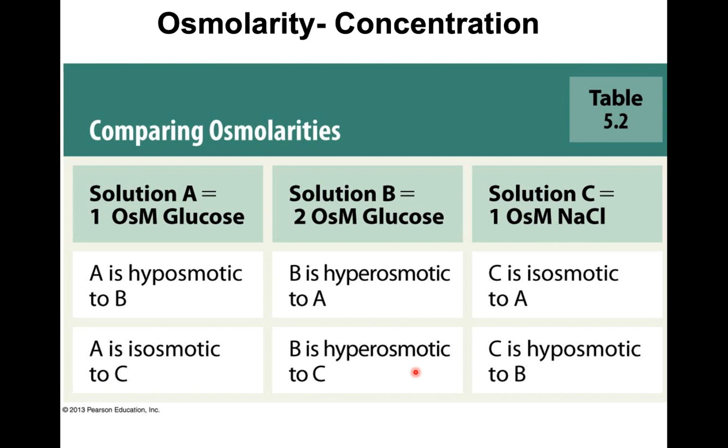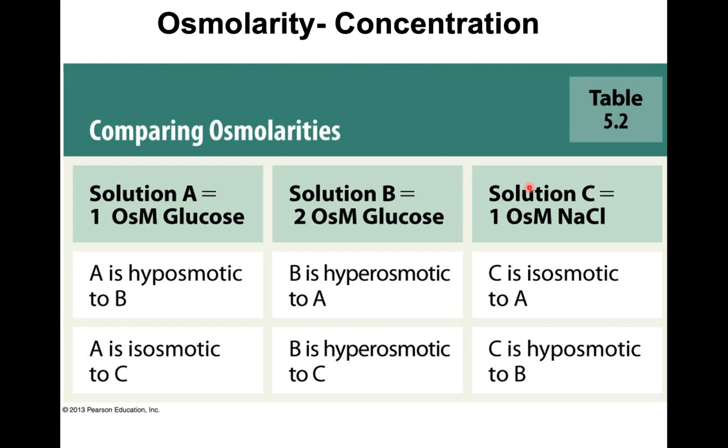Now, in terms of describing concentrations of compartments, we have 3 terms to describe concentrations of compartments in relation to one another. So let's say we had 3 compartments. Compartment A was 1 osmol glucose. Osmol is how you measure osmolarity, which is the concentration of solute in water. Solution B is 2 osmols of glucose, and solution C is again 1 osmol of salt. So osmolarity is the way you measure the solute concentration within water. 1 is less than 2, 2 is more than 1, and then A and C are equal to each other.